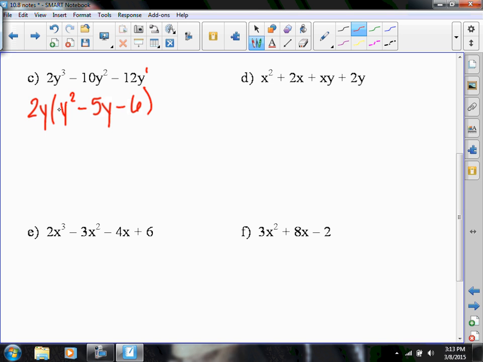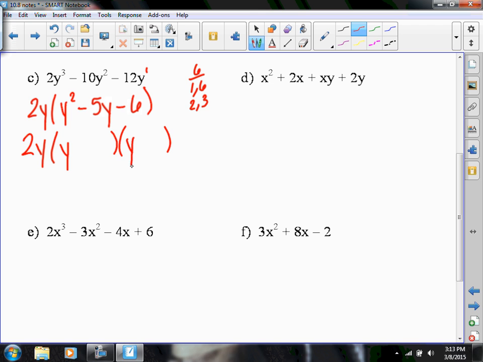Now I don't have a number in front of the y squared, so that's good. But I still need the factors of 6 that are going to add up to 5. Now remember, this is tricky because the factors of 6 could be 1 and 6 or 2 and 3, because both of them get me to 5. So I really have to pay attention to my signs here when I'm setting up my parentheses.